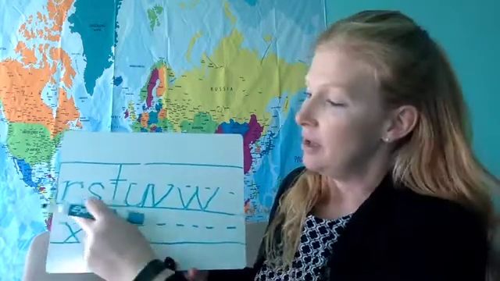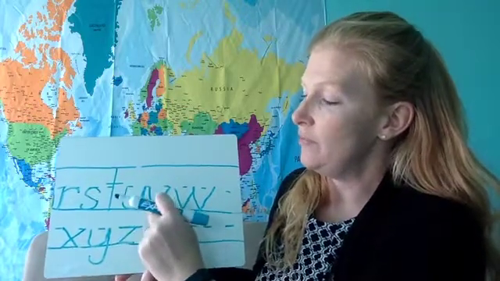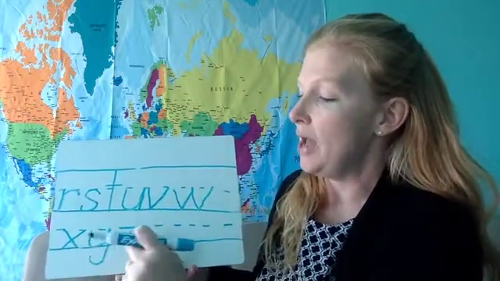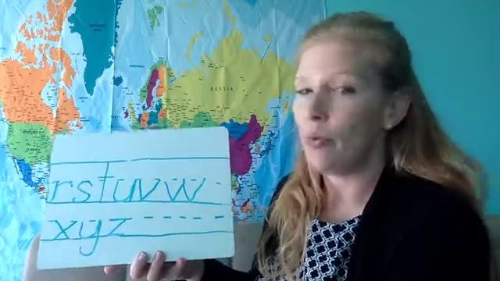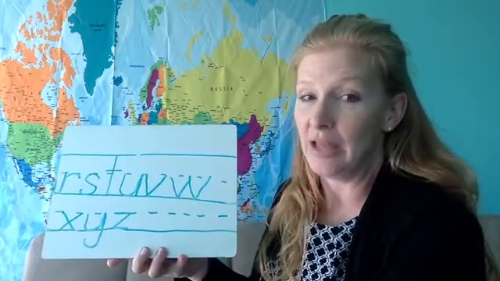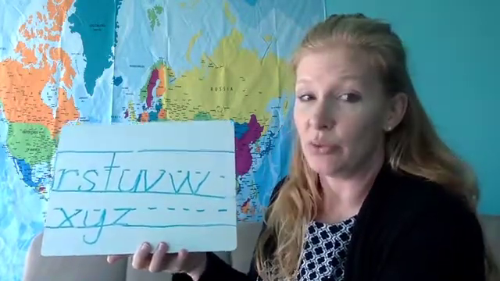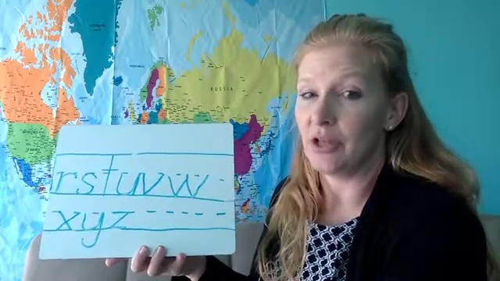So there we have it. R, S, T, U, V, W, X, Y, Z. And tomorrow we'll probably start practicing our capital letters again because we've only gone through those one time, but we practice our lowercase letters a lot.